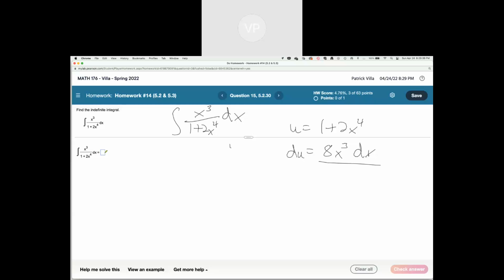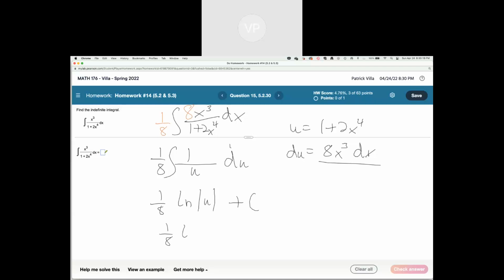Well, I have the x to the third. That's the part that should be looking good to you. I just need an 8. So I'll put the 8 there. And remember, you put the 1/8 as a balance. So now we get 1/8. The entire top becomes the du. And the entire bottom becomes the u. So we have 1/u du. All right? And now we integrate it. The 1/8 stays there, and the rule for integrating that is the natural log of the absolute value of u plus c.